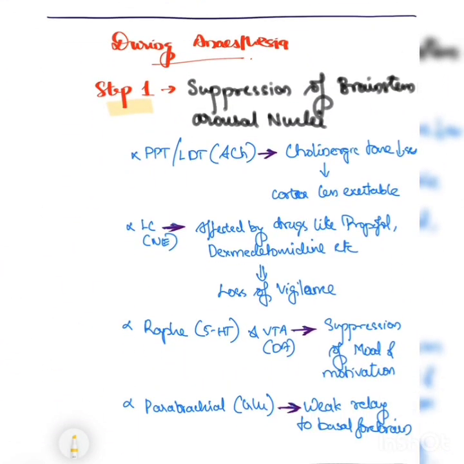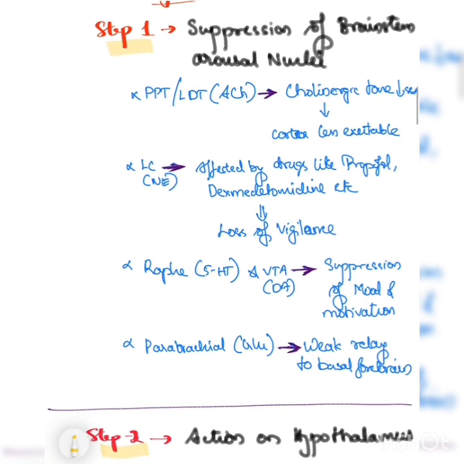Coming to step 1, that is suppression of brainstem arousal nuclei. What happens in the pedunculopontine nucleus and laterodorsal tegmental nucleus? The major neurotransmitter in these nuclei is acetylcholine. So, when anesthetic drugs act upon these nuclei, it leads to loss of cholinergic tone and the cortex becomes less excitable.